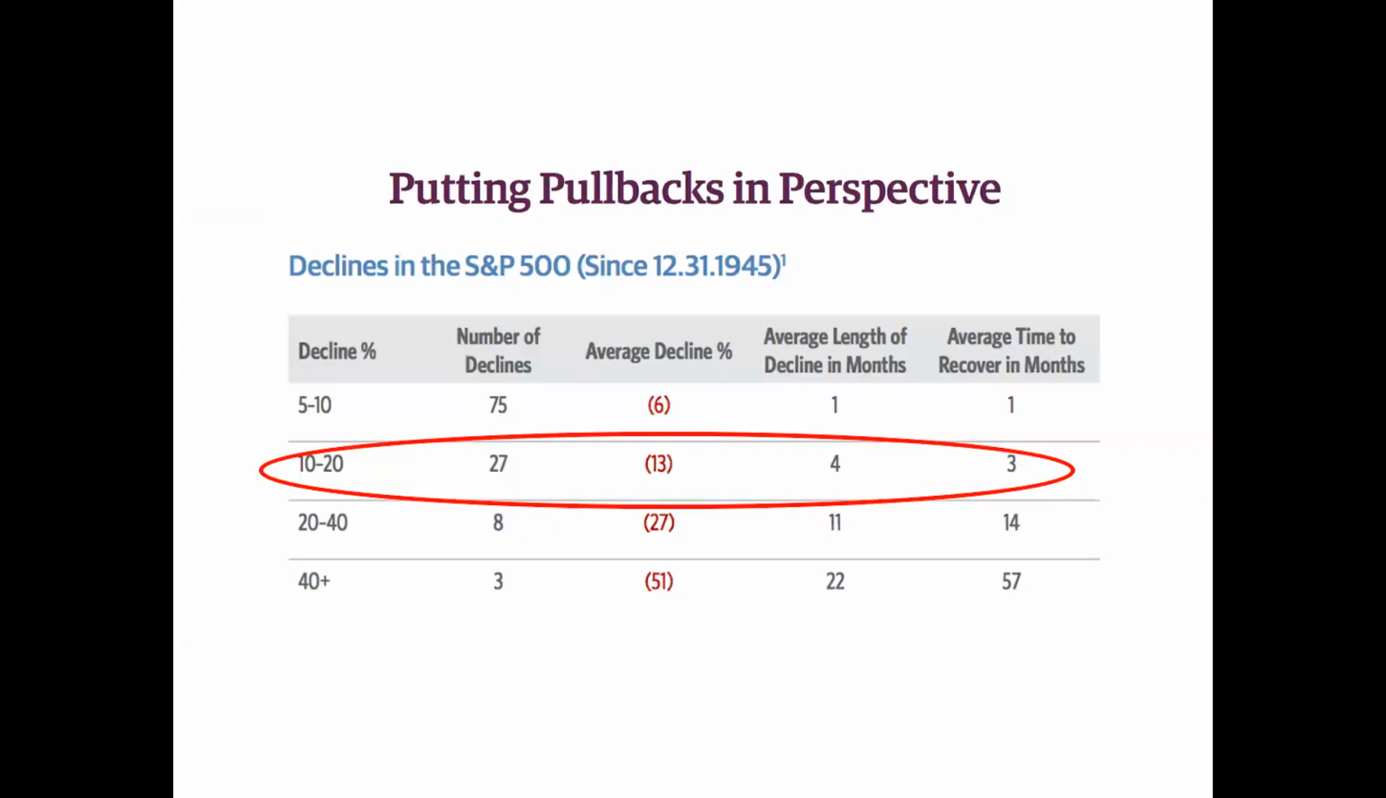Since 1945, there have now been 29 declines of 10 to 20% in the S&P 500 index on a closing basis. We call that a correction. Beyond 20%, it's a bear market. These corrections typically average 13%. This one was 19+%. They usually average 4 months in length.